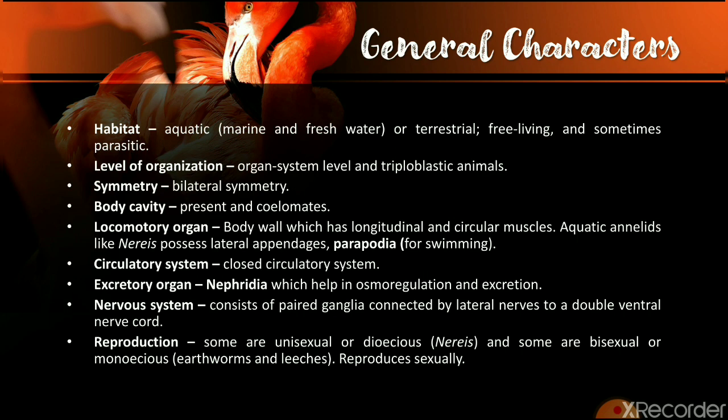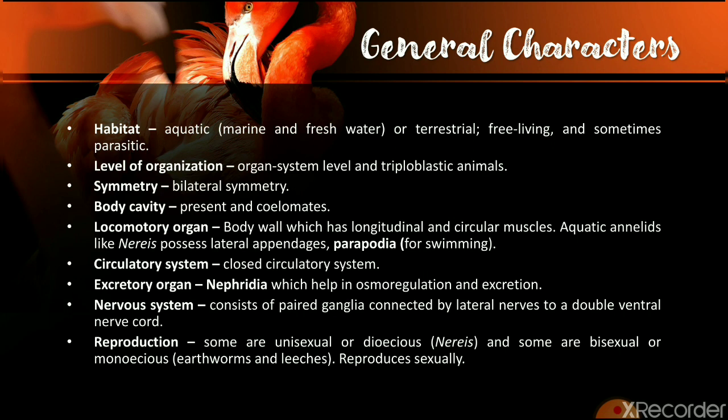They contain a closed type of circulatory system. It means blood flows inside the blood vessels. Nephridia are found in the excretory system which help in the osmoregulation and excretion of waste materials from the body. They consist of a paired ganglion. Ganglions are bunches of neurons which are connected by lateral nerves to a double ventral nerve cord. It means they are now showing some evolutionary trend in the nervous system.